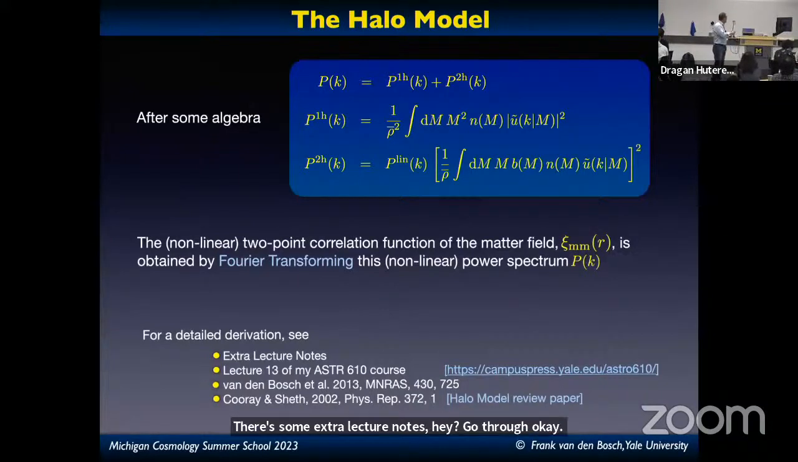You can go to the video of lecture 13 of my ASTRO course. There's 2 papers here. Correa and Shed is an excellent review paper on the halo model if you're interested in this stuff.